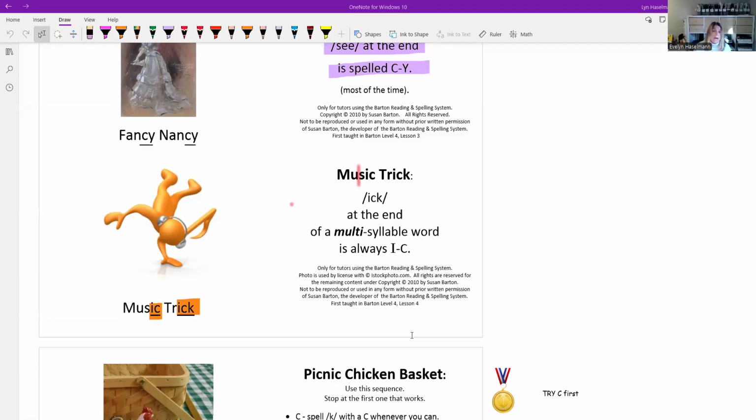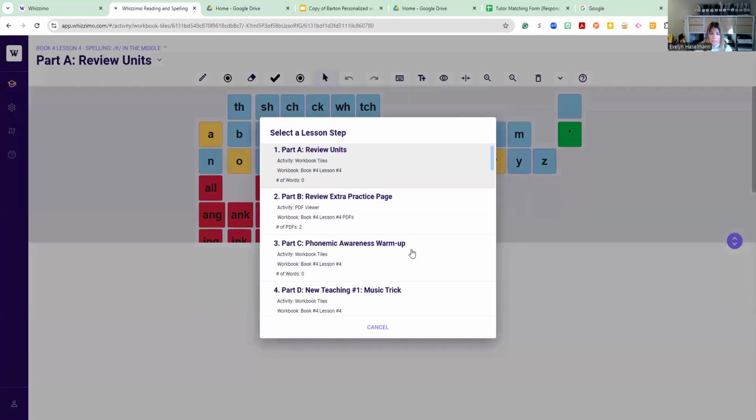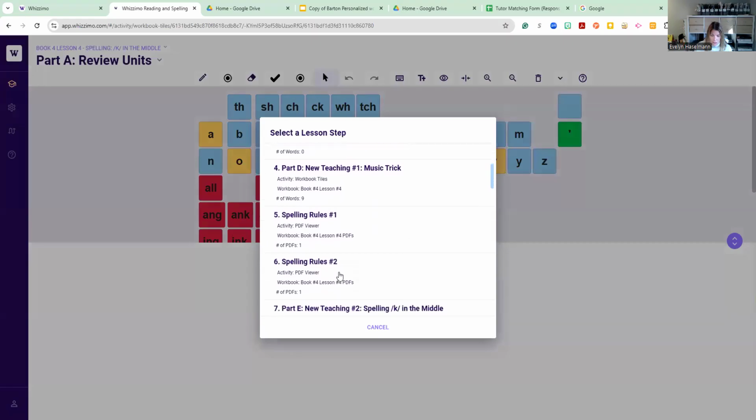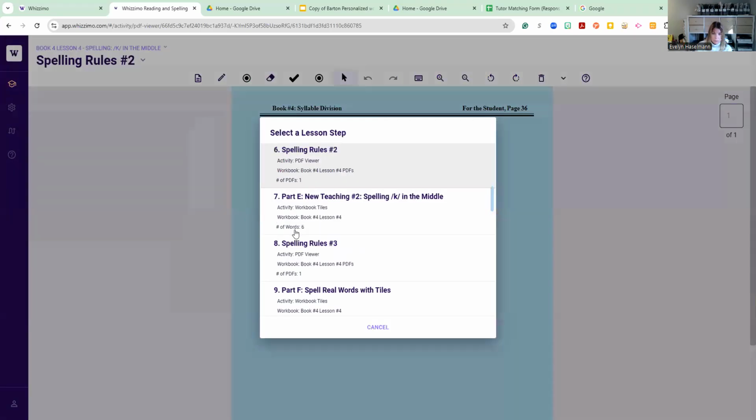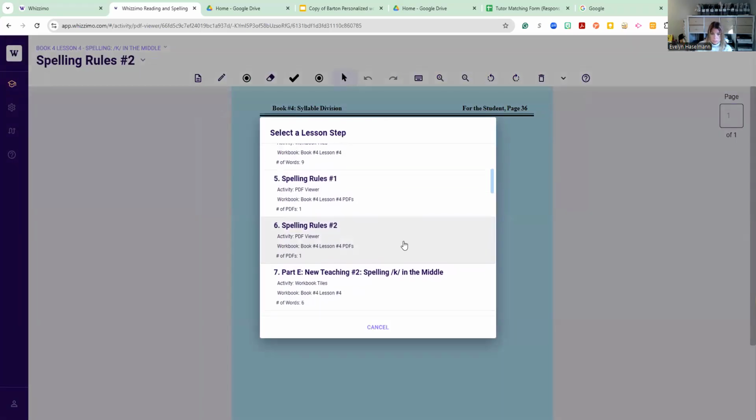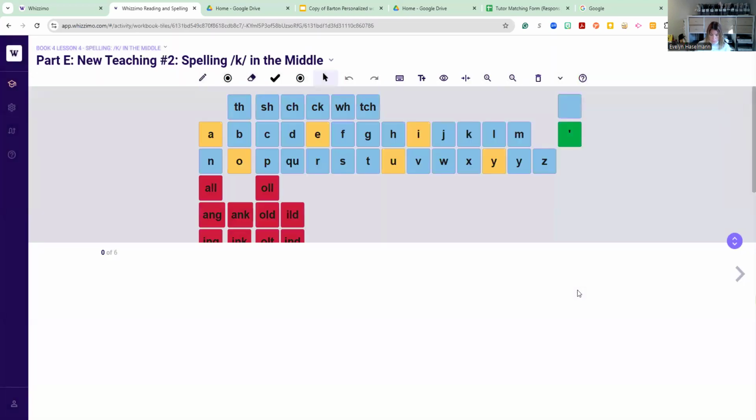Now let's switch back into Wizimo, and I'm going to teach you the second part of this, which is a little bit challenging for them, for sure. Let's take a look at this first word right here. This is how to combine two of our rules.